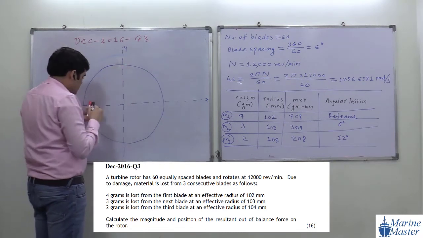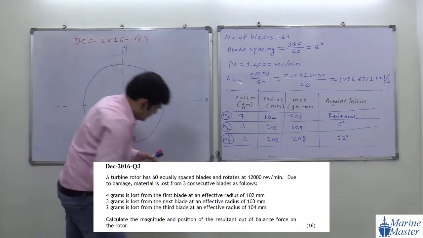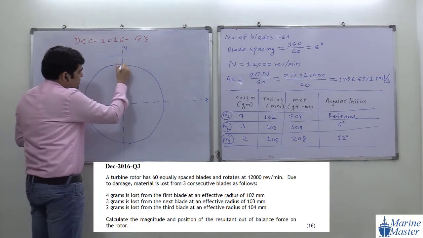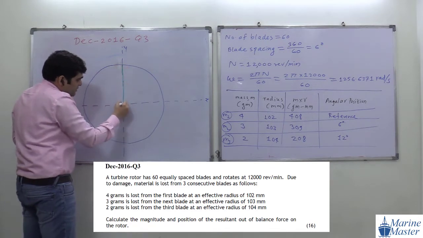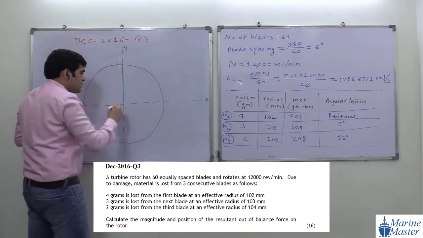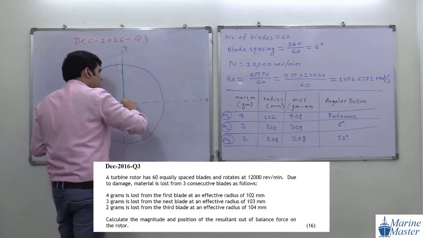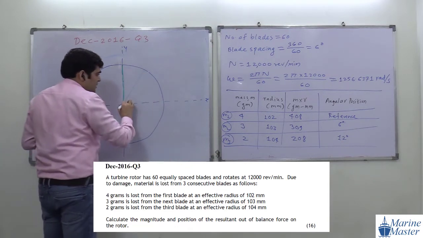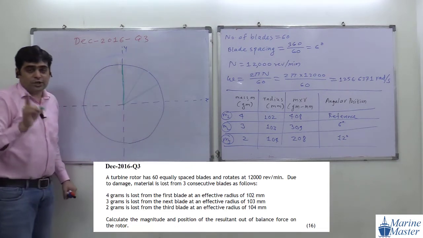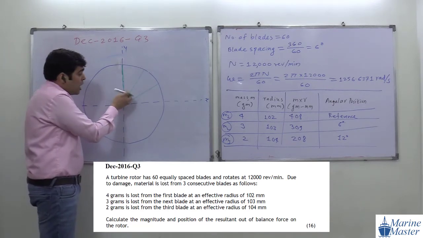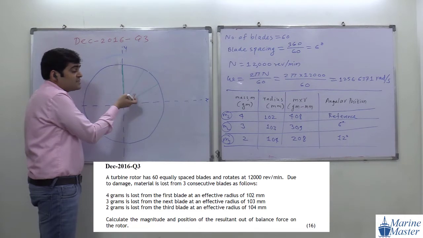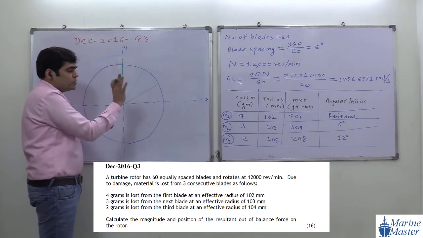Here I am going to draw. I will use a green pen. Suppose this is our first blade. Then this is our second blade. And this is our third blade. The drawing is not to scale. Otherwise you may say, sir, how is this angle 6 degrees? It must be greater; this is not a to-scale drawing.